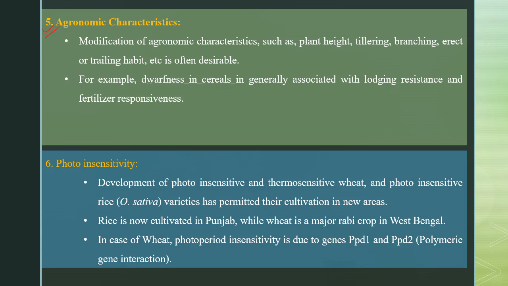After that, we can modify different agronomic characteristics such as plant height, tillering, branching pattern, erect and trailing habit, etc., which is often desirable. For example, in case of cereals, dwarfness is desirable because it makes them more fertilizer and nutrient responsive. You know that the earlier wheat varieties were very tall, and if we gave them nutrient, they would become very tall and lodge down. This was the main problem.